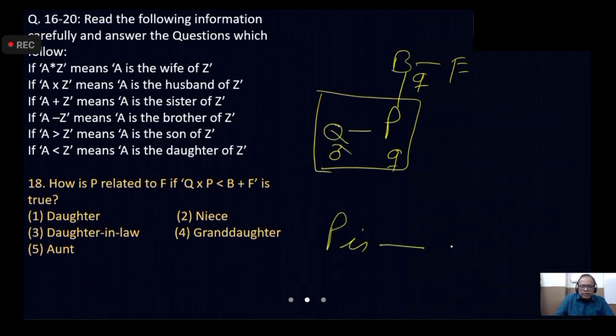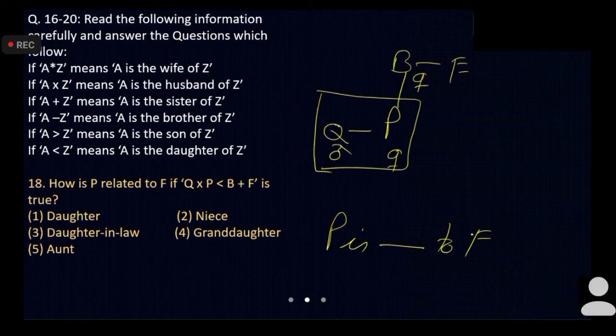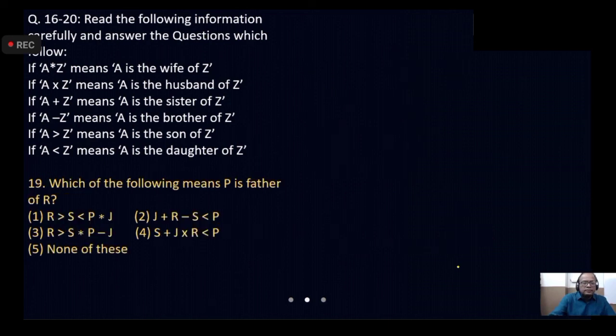So standard, P is dash to F. Come on. Niece. P is there. P's mother is there. Mother's sister or brother, we do not know. Okay. Now, so P is from F's side. F has a sister. Sister's daughter. Sister's daughter is always niece. So P is niece to F. Okay.